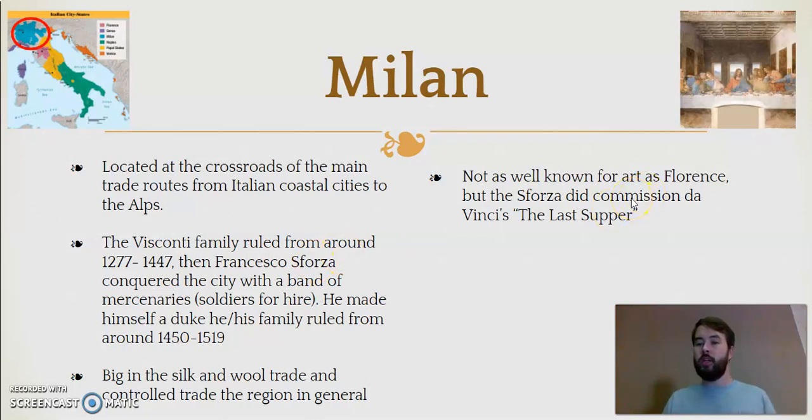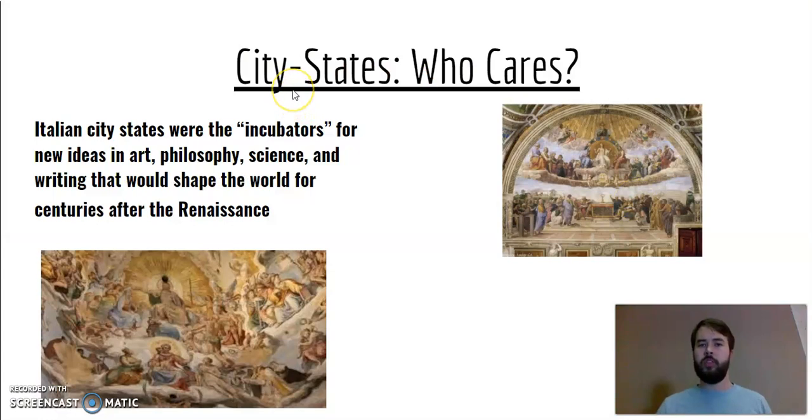They were not as well known as patrons of the art as Florence was, but the Sforza family did help commission one of the most famous pieces of art ever, Da Vinci's The Last Supper, and I'm sure you've seen that depicted somewhere.